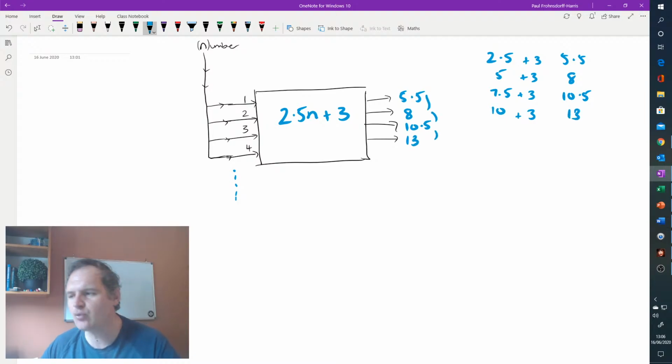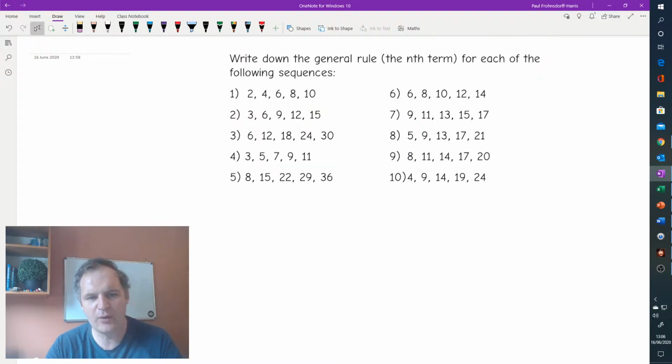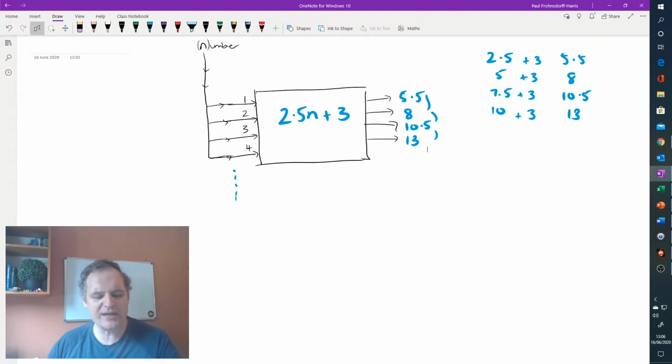So this is how you generate sequences to start off with. You start with 1, 2, 3, 4. Always start with 1, 2, 3, 4. However, what we had here, it was asking us, here are the outputs. What was the rule? So what was the machine? But what we need to do is think backwards.